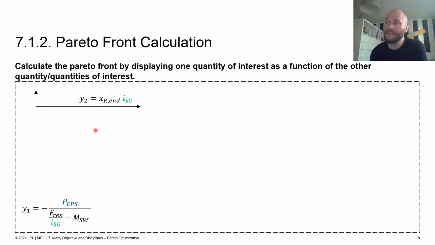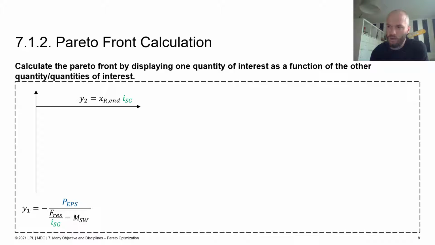And in general, we can say that since we want to minimize both, so we want to minimize y2 and y1, the designs want to go in the left lower corner, because here, according to the axis, are the values with the lowest y1 and y2, so this is beneficial with respect to our optimization problem.